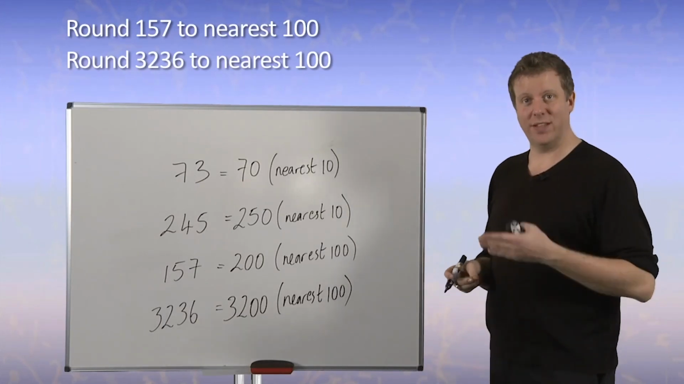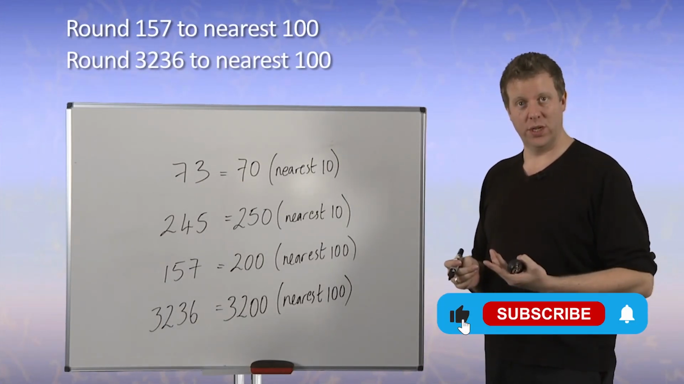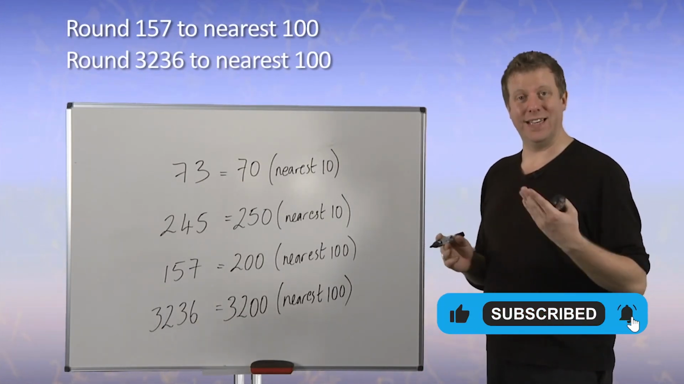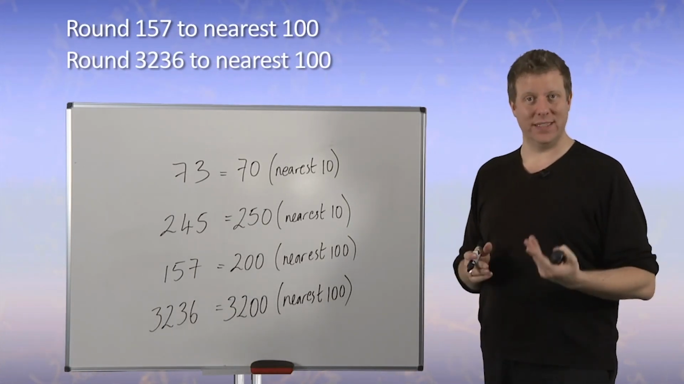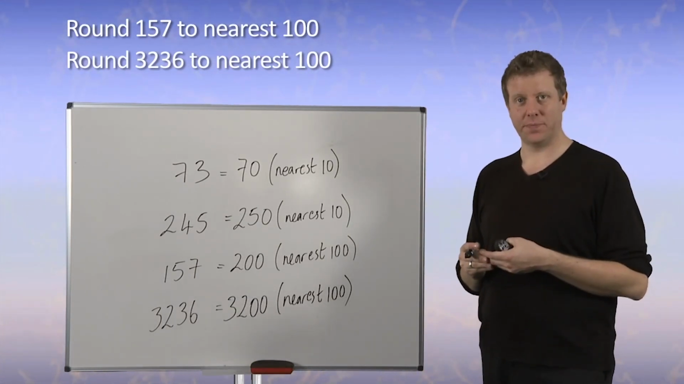So whenever it comes to rounding to the nearest 10 or 100, take a look at the number and decide, work out what number it's between and decide which one it's nearer to in the case of rounding it. Now we're going to take a look at how to round numbers to the nearest 1,000. It's exactly the same method, but with slightly different numbers.